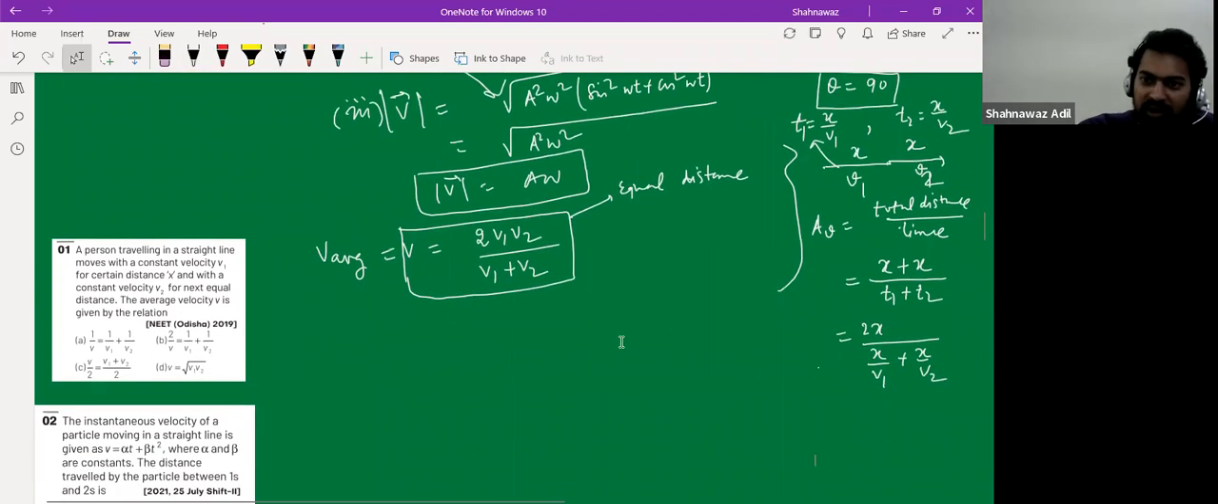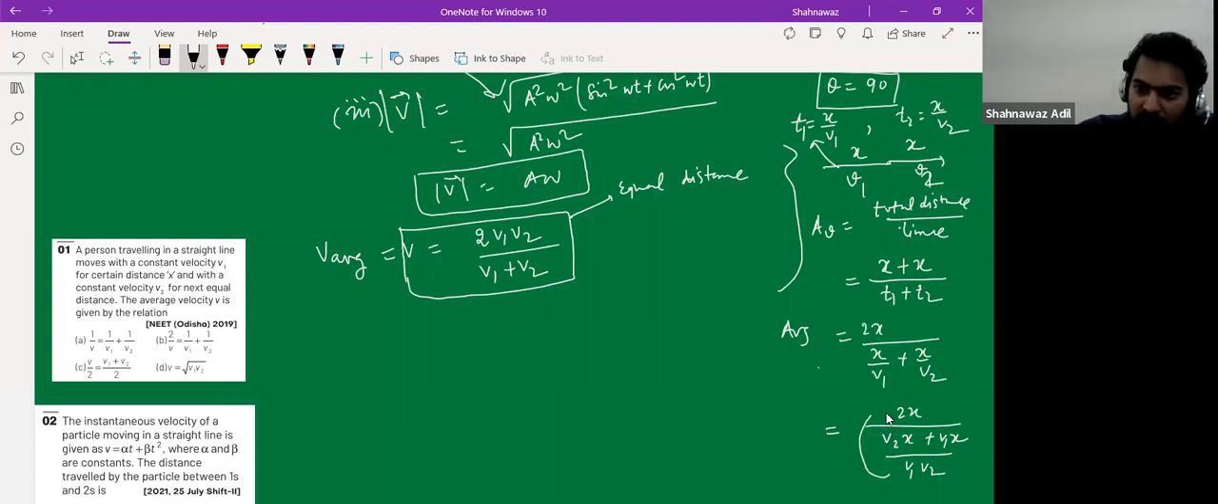I didn't want to derive this formula, but let's just derive. So this is average. So this is what, 2x, and this is what? When you take the LCM here, this will be v1, v2, right? And this will be what? V2x plus V1x. Okay. So this will go in here. So this will be 2x into V1, V2 upon, and in here, x is common. So this is V2 plus V1. So you get 2V1, V2 by V1 plus V2.